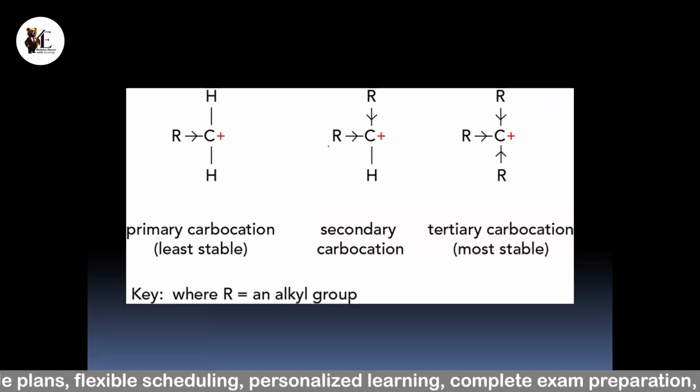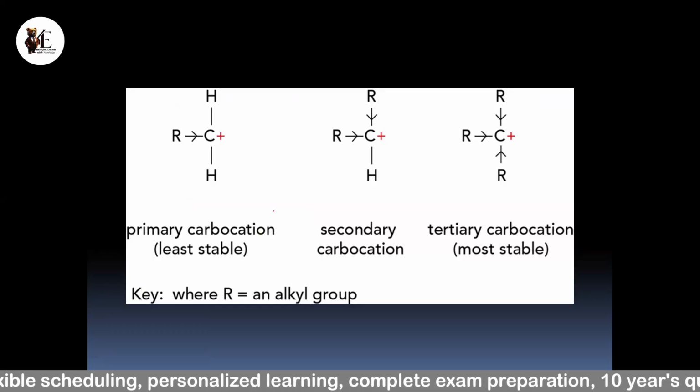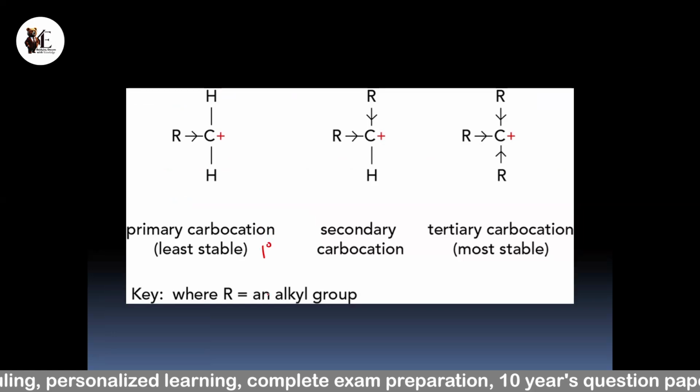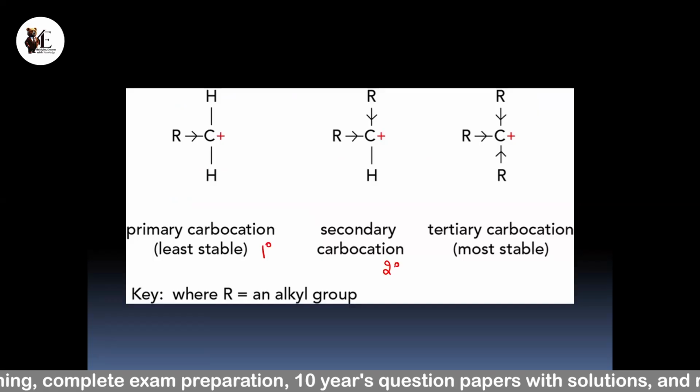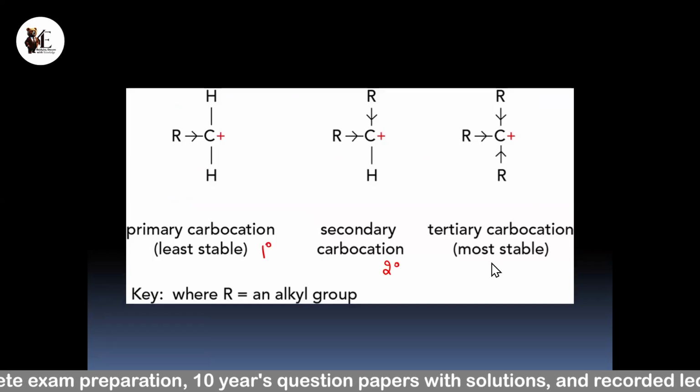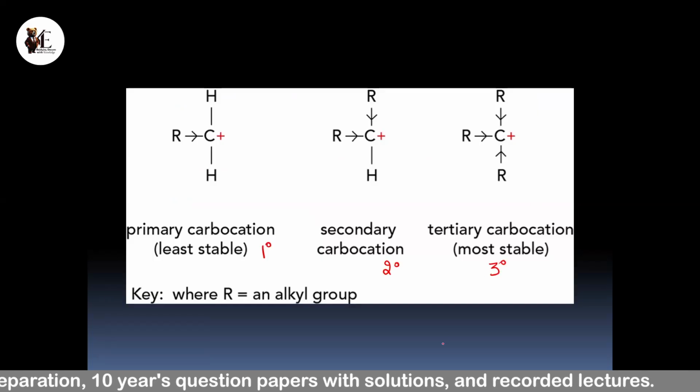There are three types of carbocations. Primary carbocation, also known as 1-degree carbocation. Secondary carbocation, also known as 2-degree carbocation. Tertiary carbocation, also known as 3-degree carbocation.